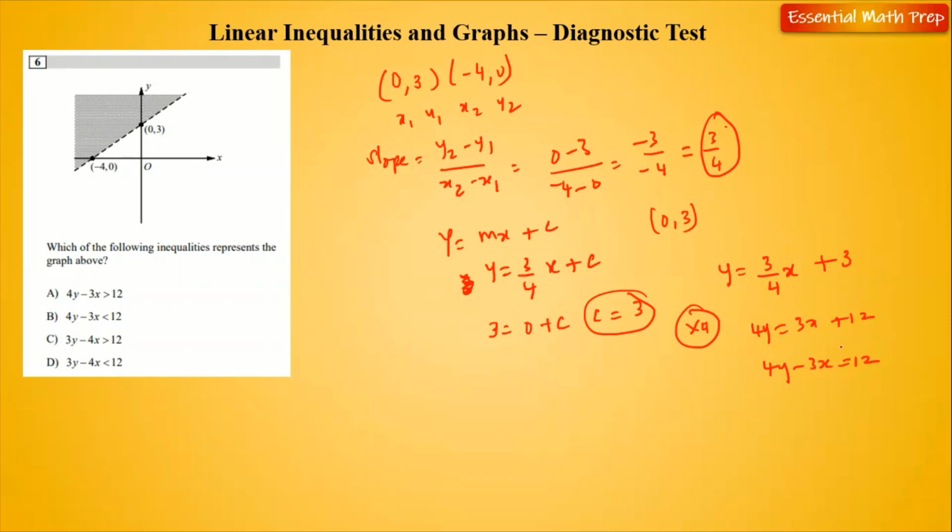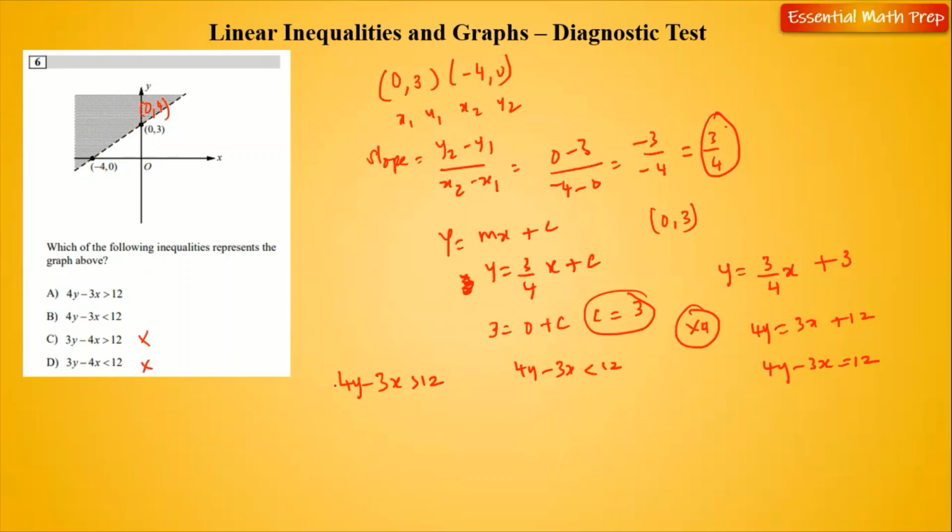Now the question is, is it greater or lesser? We can still eliminate some choices. You can do one thing for sure: it's 4y minus 3x, so it cannot be 3y minus 4x. So these two are out of the question. So let's take 4y minus 3x greater than 12, or 4y minus 3x less than 12. And I said you cannot pick a point on the boundary line. You can pick, say, (0, 4) or (0, 5).